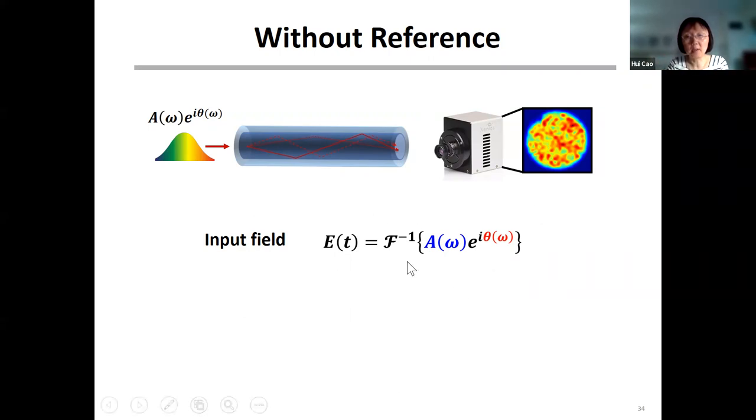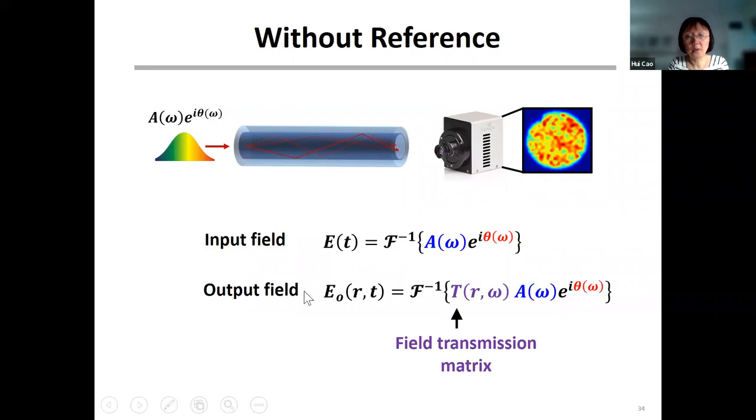So if this is our input field, then the output field is this frequency resolved transmission matrix through the multimode fiber times the input spectral field. If you Fourier transform the output speckle field, you get this kind of amplitude and phase, at different frequencies and at different times. So that's what we got.